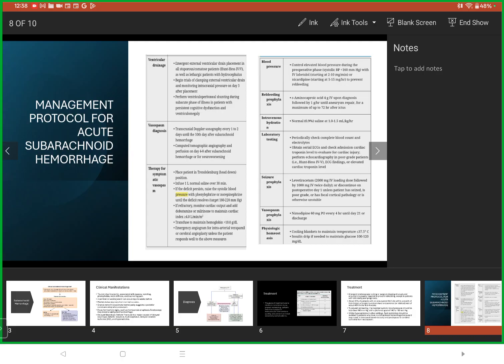And if the patient is having a low hemoglobin count, you can transfuse the patient to bring the hemoglobin to around 10 gram per deciliter. Emergency angiogram can be done if it is refractory, and then there itself you have to decide for the intra-arterial verapamil, or even they are using nicardipine intra-arterial in order to overcome this vasospasm.